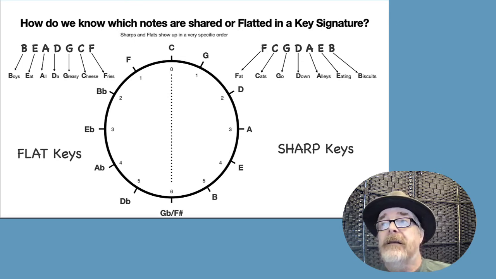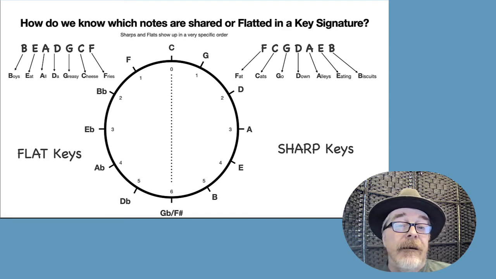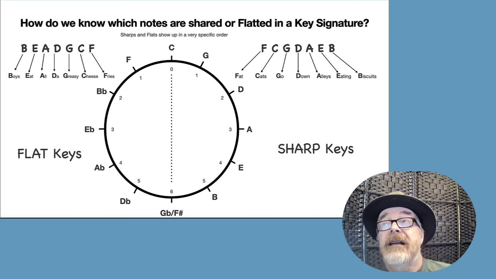The sharp keys, F, C, G, D, A, E, B, or fat cats go down alleys eating biscuits. And if you notice, the flats and the sharps are in reverse order with each other. B, E, A, D, G, C, F are the flats. F, C, G, D, A, E, B are the sharps.